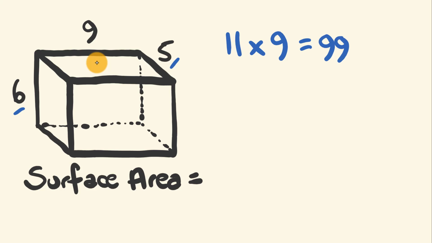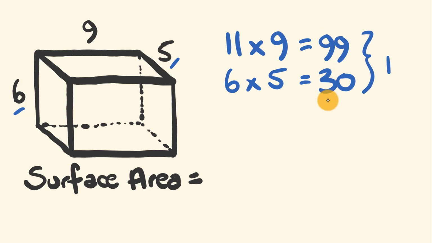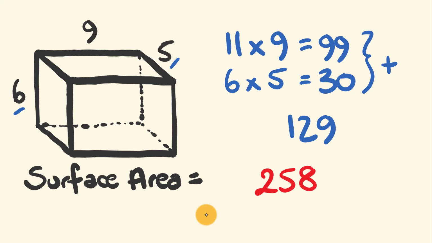Next, we multiply this 6 and this 5 together. 6 multiplied by 5 is equal to 30. Now we just total everything together. 99 plus 30 is equal to 129. Finally, to get our answer, we double this 129. So double 129 is equal to 258 units squared. That's really simple, right?